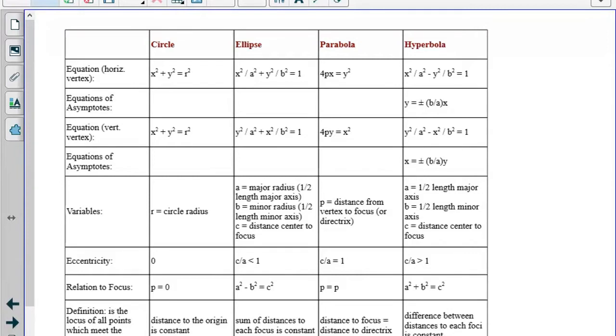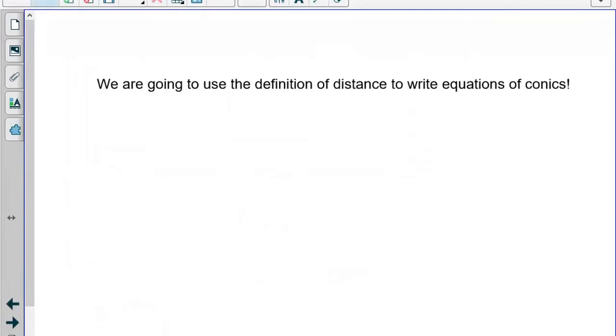Here's a really quick summary again. We did this in the last lesson as well, so I just wanted to put that in there so you can kind of go back if you need to. We are going to use the definition of distance to write equations of conics.